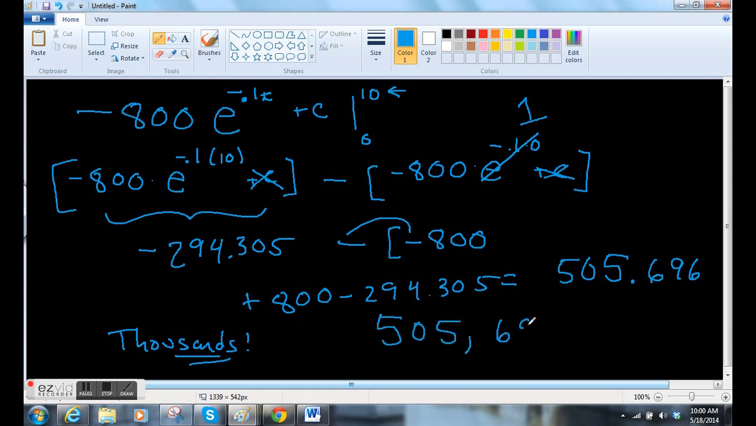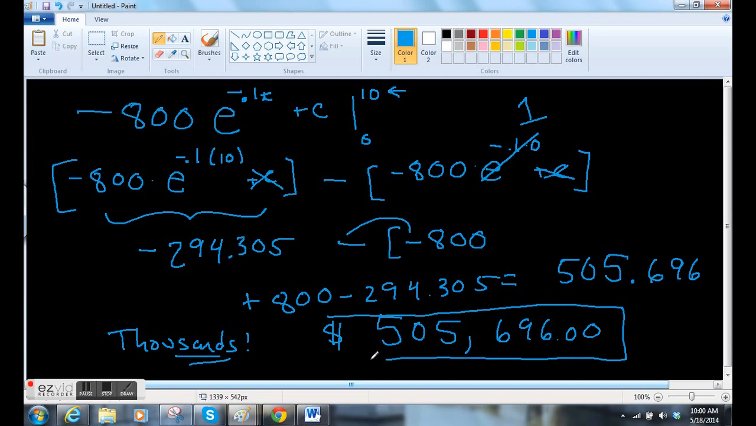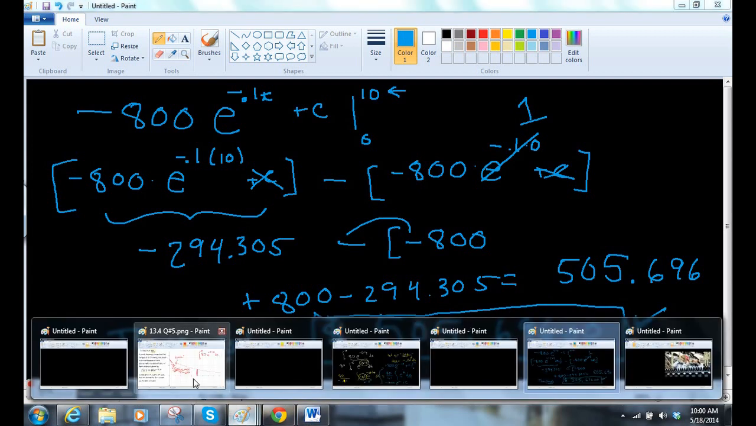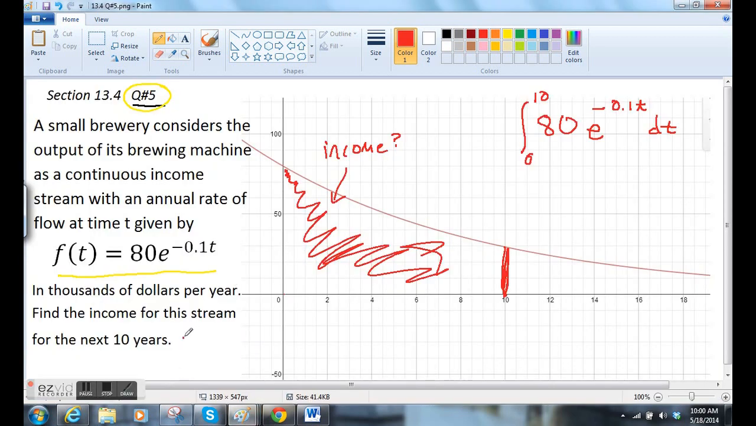So you have $505,696. That sure beats the profit you made in the first 2 years with your Jiffy Lube or whatever you had. So it says, find the income stream? Well, you made $505,696. And the way you do this when it says for the next 10 years is you're taking the integral from 0 to 10.